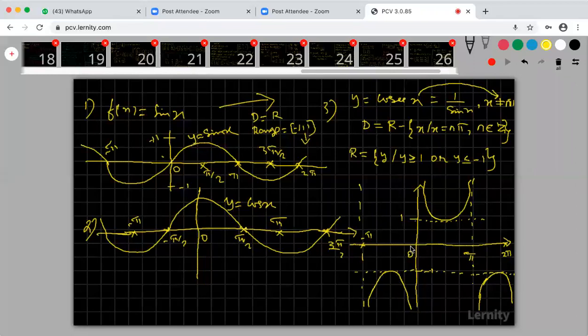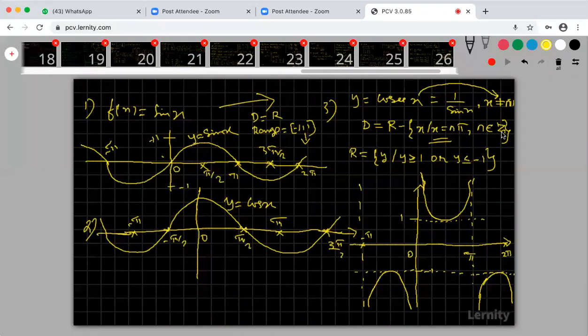What about 0, sir? Why is it not touching 0? If sin x is 0, that means x is equal to 0, and sin 0 is 0. 1 by 0 means undefined. If x is equal to 0, the function is not defined. At x equal to pi, the function is not defined. At x equal to minus pi, the function is not defined. Look at that. These x values are not in your domain. This x equal to 0 is not in my domain.